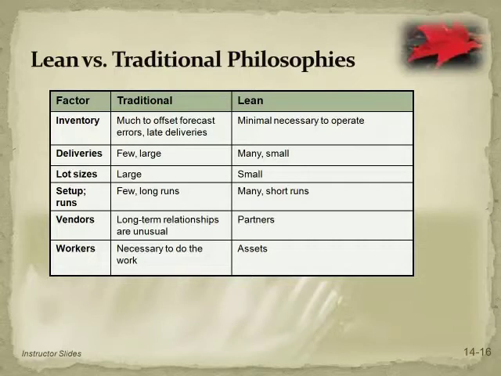From a lot size perspective, traditional systems typically have larger lot sizes, maybe even economic order quantity, which is larger, whereas lean is small. Setups: many setups in lean, whereas in traditional we have fewer setups. Suppliers: in lean, we have fewer suppliers and we have a closer relationship with them. And from an employee standpoint, in lean we view our employees as assets. We give them responsibilities. We listen to them. In a traditional environment, employees are not viewed in the greatest light.